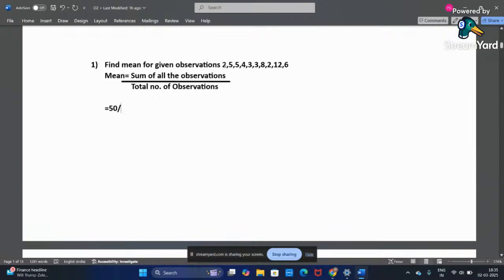How many numbers are there? 1, 2, 3. There are a total of 10 observations. So what is the mean here? 5. The answer is 5. Mean is 5 here. Okay, let's move on to the next one.